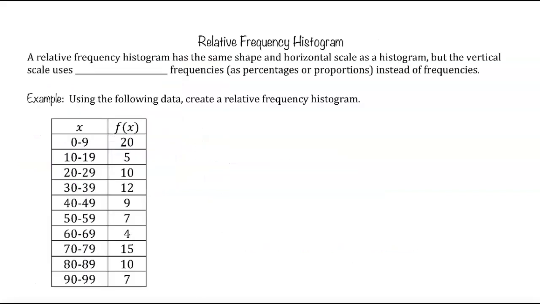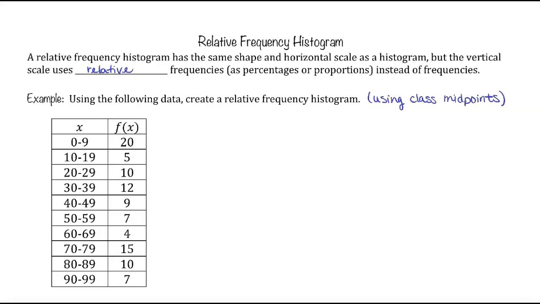Now that we know what a histogram is, we can construct a relative frequency histogram. A relative frequency histogram has the same shape and horizontal scale as a histogram, but the vertical scale uses relative frequencies instead of frequencies. Now, let's use this following table of data to create a relative frequency histogram. Since in our last example we used class boundaries, this time let's use class midpoints.